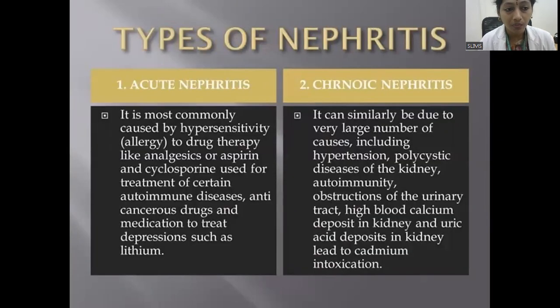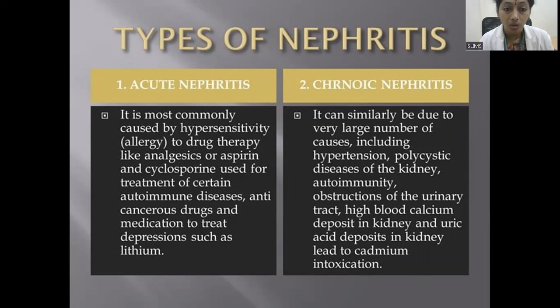The types of nephritis are acute nephritis and chronic nephritis. Acute nephritis is mainly caused by hypersensitivity, that is, allergy to certain drugs like analgesics, aspirin, and cyclosporin used for the treatment of certain autoimmune disorders, anti-cancer drugs, and medications to treat depression such as lithium. Those are the drugs which cause nephritis.